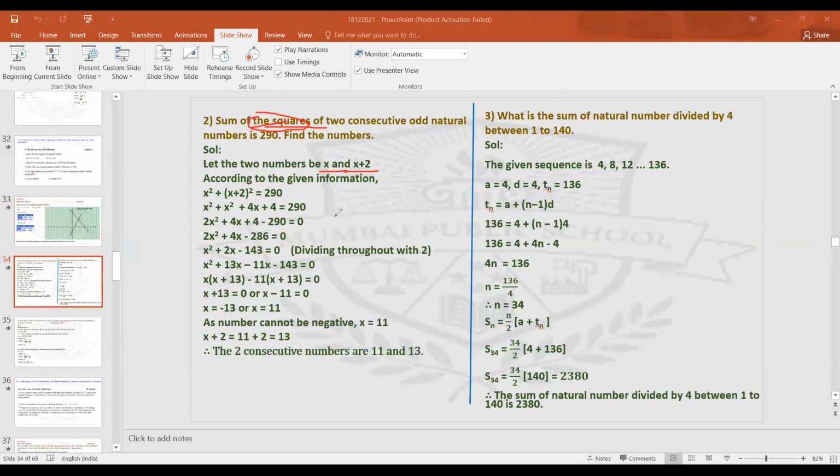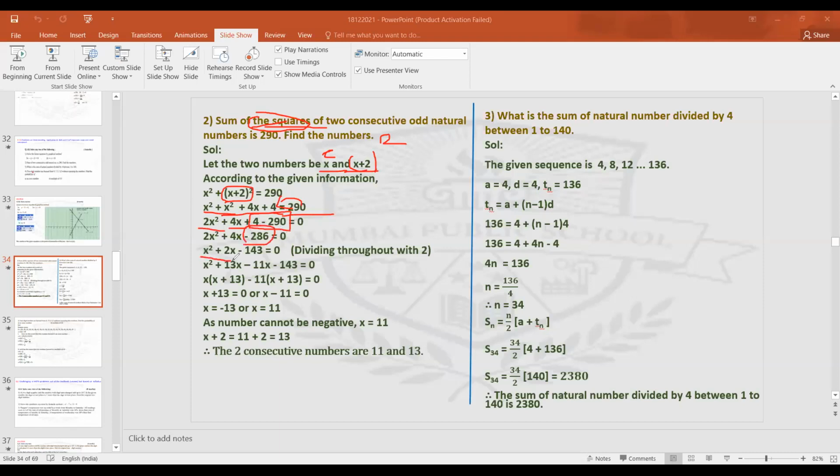Sum of the squares of. So here you will take the squares of each number. So that is square of x and square of x plus 2. So here for x plus 2 square, you're going to apply the formula a plus b the whole square. So you'll get x square plus 4x plus 4. That would be equals to 290. This 290 will shift to the other side. x square and x square becomes 2x square. 4x plus 4 minus 290. Now 4 minus 290 will give you minus 286.